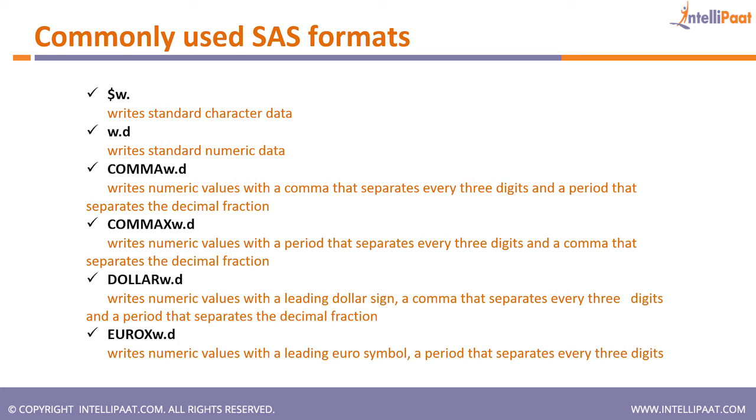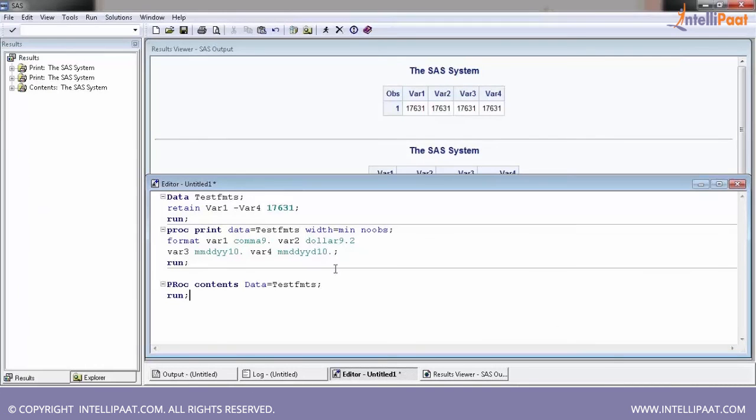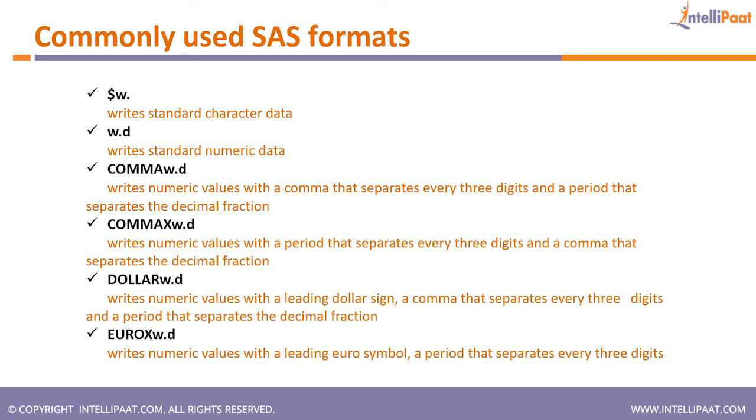When I say columns, it means the width of the value which you want to specify. The optional D tells SAS that there is an implied decimal point in the value. For example, the variable which we used here, 0.2, right? So this optional D, let me go back. I have just used this format here. The comma W dot D format writes numeric value with a comma that separates every 3 digits and a period that separates a decimal fraction.